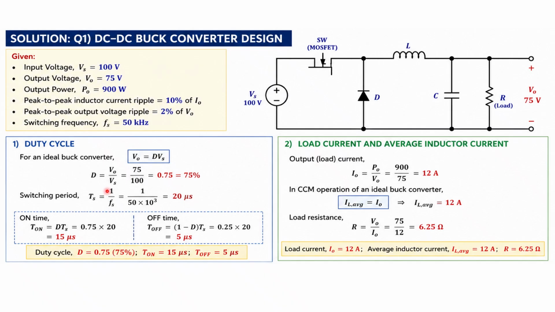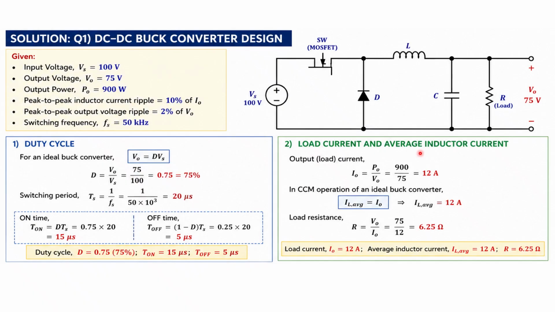From this, we can calculate the on time and off time, T on and T off. The on time is D into TS, that is 0.75 into 20 microseconds, which gives 15 microseconds. This is the turn on interval. The T off interval is (1 minus D) into TS. 1 minus D is 0.25, so 0.25 into 20 is 5 microseconds. So these are the additional answers. The first question was to find the duty cycle, and we got 0.75 or 75%. From that, we calculated T on and T off, which are 15 microseconds and 5 microseconds.